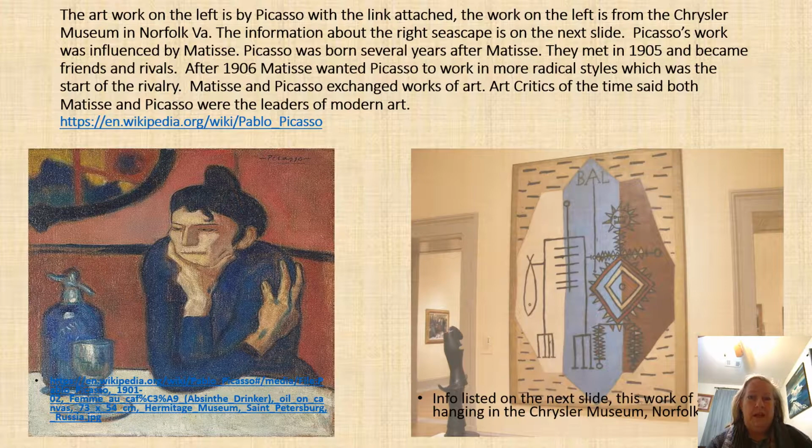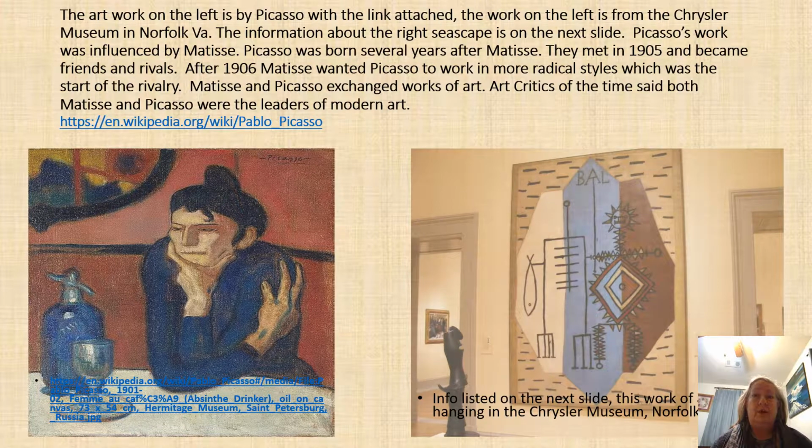The one on the left, I did get offline. The one on the right was a picture taken at the Chrysler Museum in Norfolk, Virginia. It's not my favorite piece, but it was a real piece that I saw in person hanging on the wall in the Chrysler. And to me, that just holds more meaning than just getting something offline. But at any rate, these are two examples of Picasso's work.